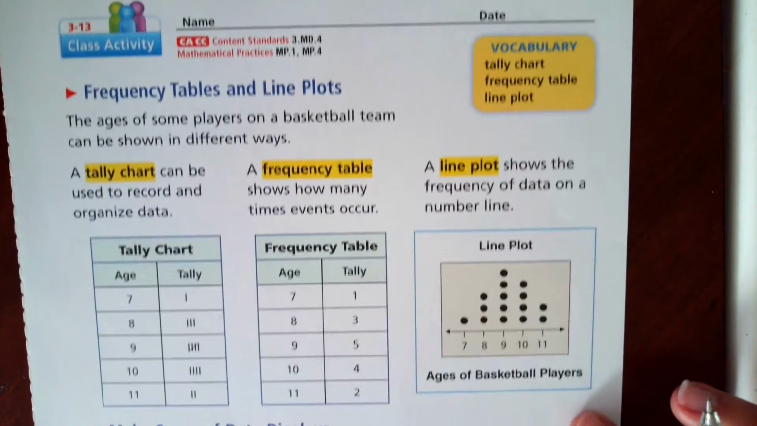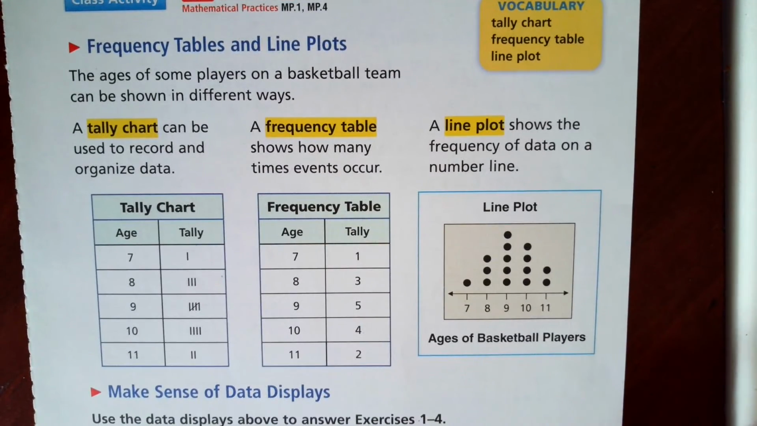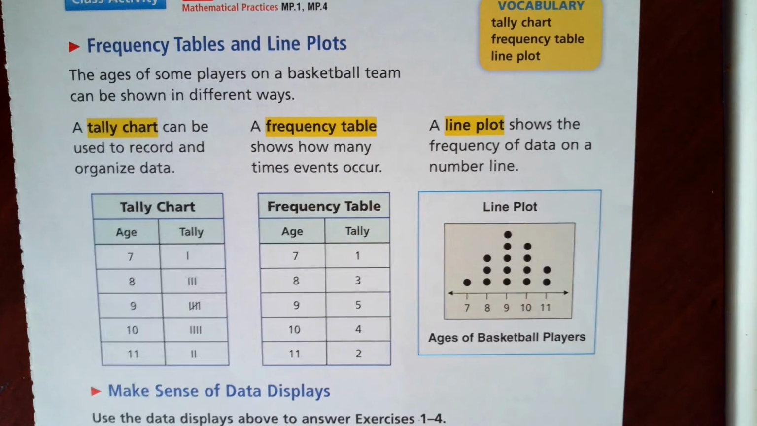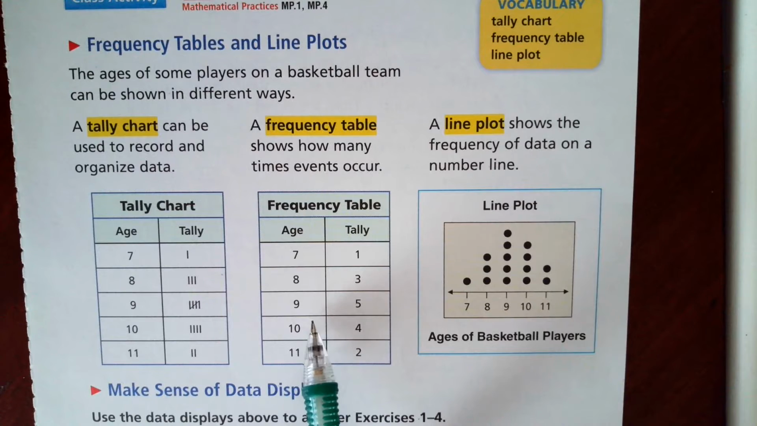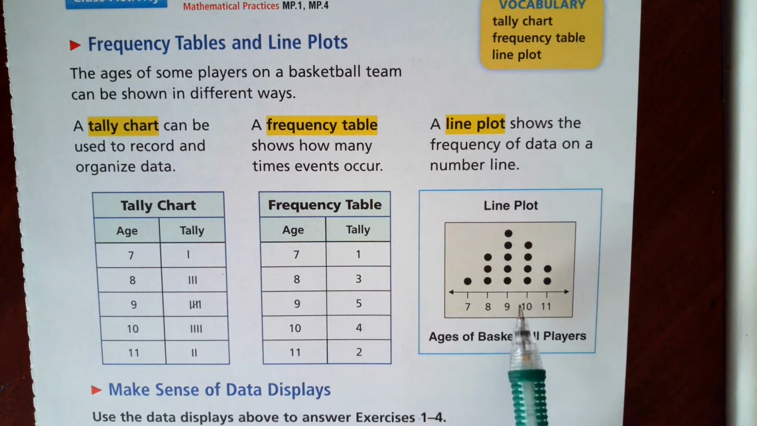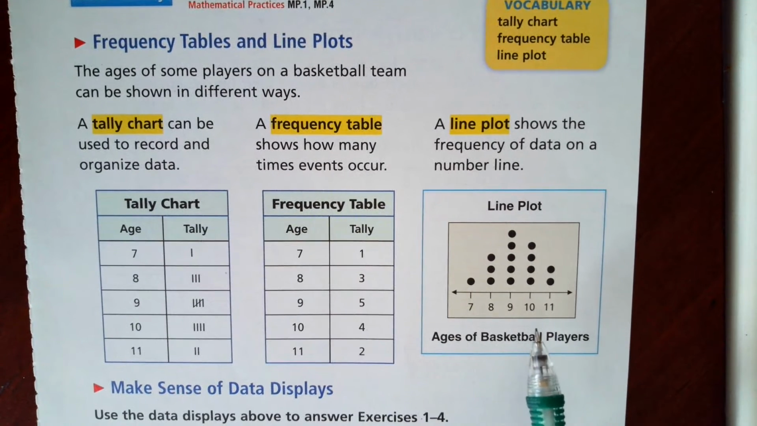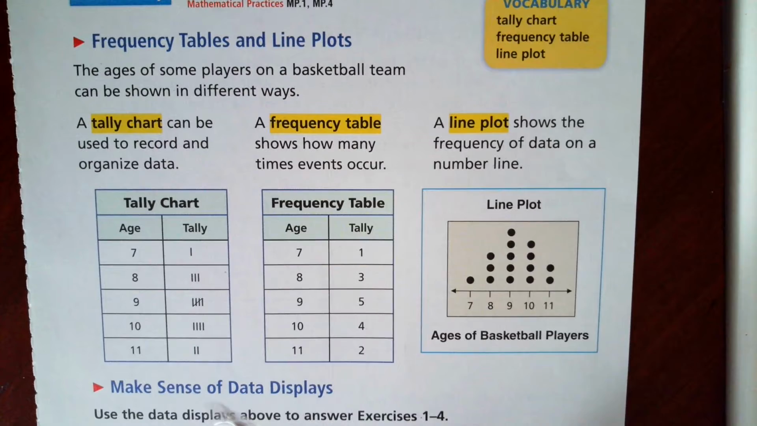So as you can see, there are 3 different types of ways to show information. The first way you can show information is through a tally chart. The second way is a frequency chart or table, and the third way is a line plot. Now, they all go together because they are all displaying the same type of data. So let's break down each one.